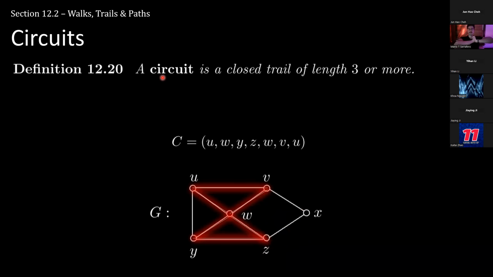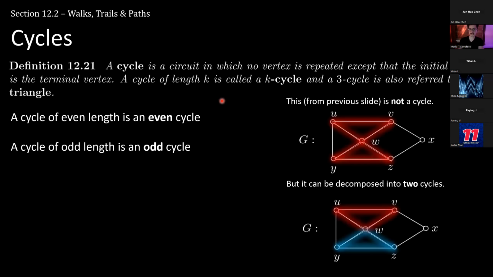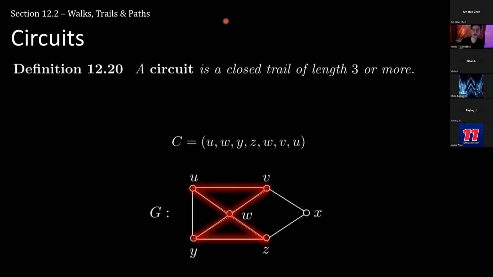Okay, so let's have a circuit. What is a circuit? A circuit is a closed trail of length 3 or more. A closed trail. Remember, we had open walks and closed walks, and closed just meant that we end up where we started. So a closed trail is a trail where we end up where we started. All that we need is that we don't repeat any edges, and here this is definitely the case. We're not repeating any edges. So this is a trail, and it's also closed because we start at U and end up back at U.